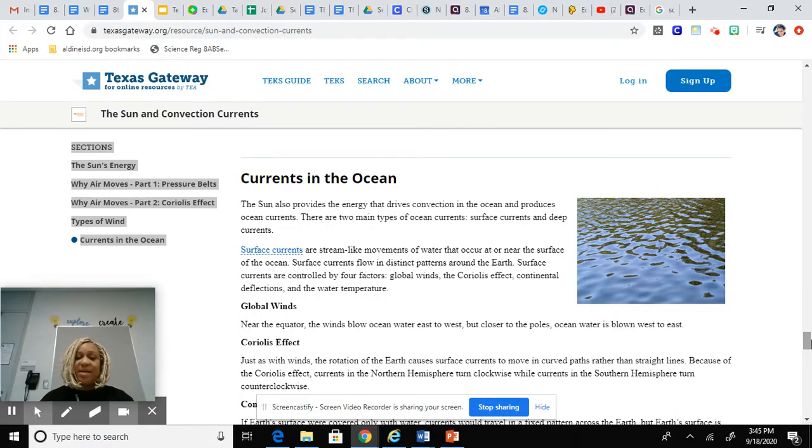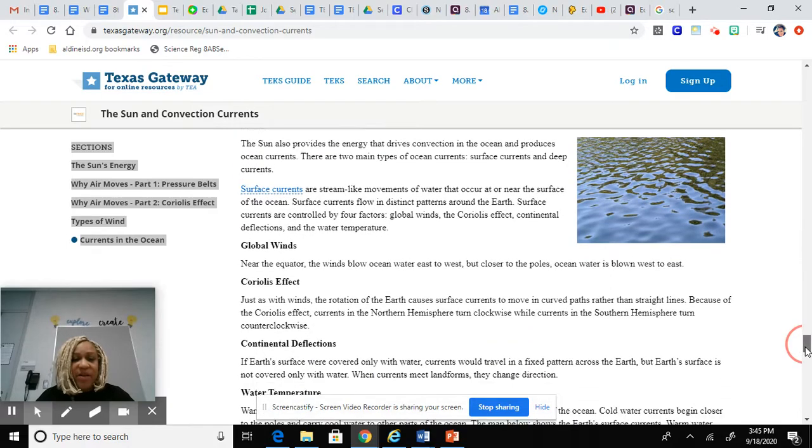All right, now we're on currents in the ocean. The sun also provides the energy that drives convection in the ocean and produces ocean currents. The sun is the boss of just everything, okay? You can't have this world without the sun, so we need the sun for just about everything, all right?